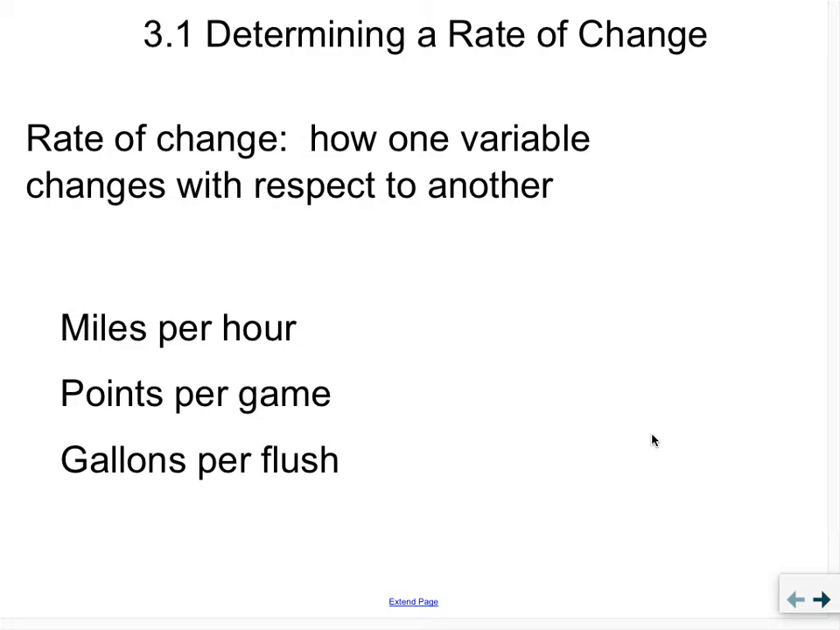So a couple of examples are things like miles per hour. If we're measuring the rate of change for miles per hour, we're determining how the miles change each hour. Another example, how do the points that a person may score change each game? Or one of my favorites, how many gallons does your toilet bowl use each flush? So there's a lot of different ways we can represent a rate of change. Let's see a few.